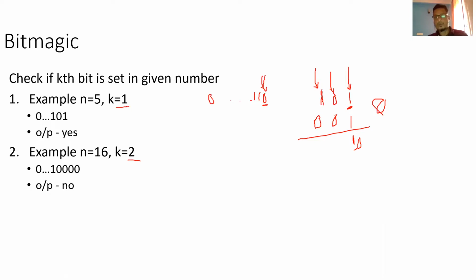What you can do is pretty simple. You can bring this particular bit to the last position. How will you do that? For example, k is 3. To bring this third bit to here, you need to do the right shift. This bit needs to be right shifted by 2 positions, so k minus 1. You need to right shift this number n by k minus 1 positions. Then this bit will come over here, and then you do AND with 1. You can check whether the output is 1 or 0.